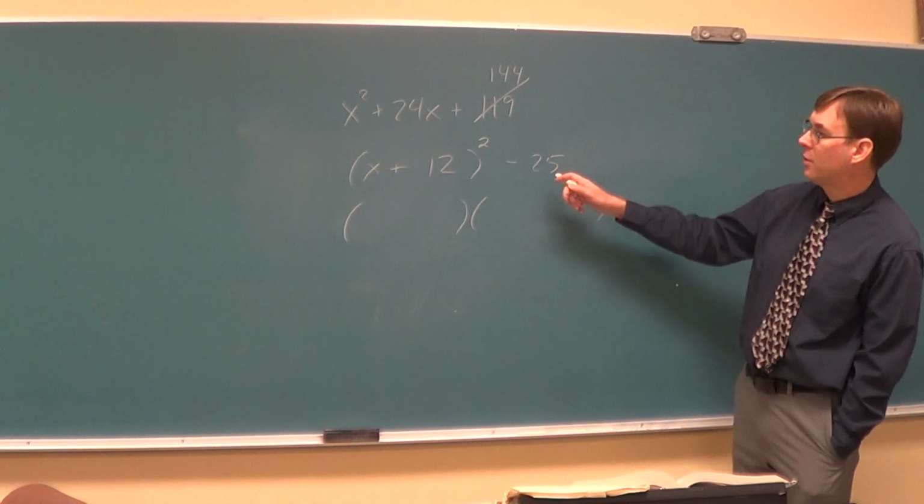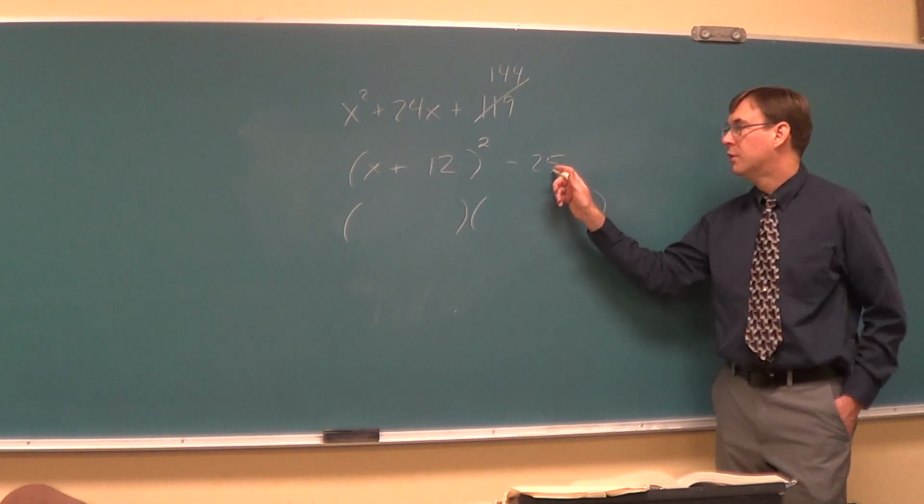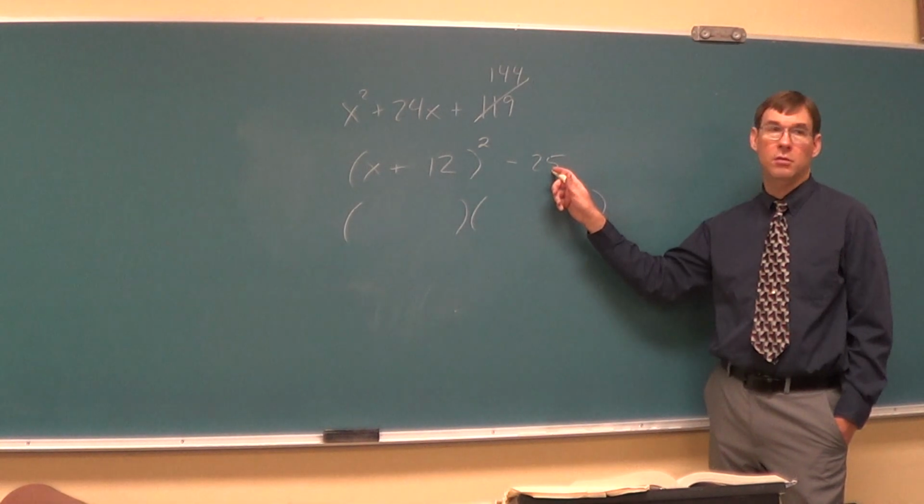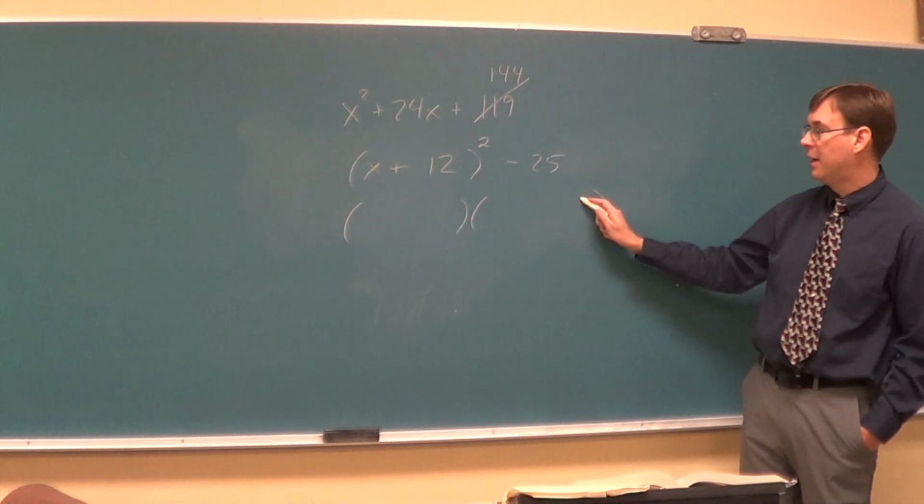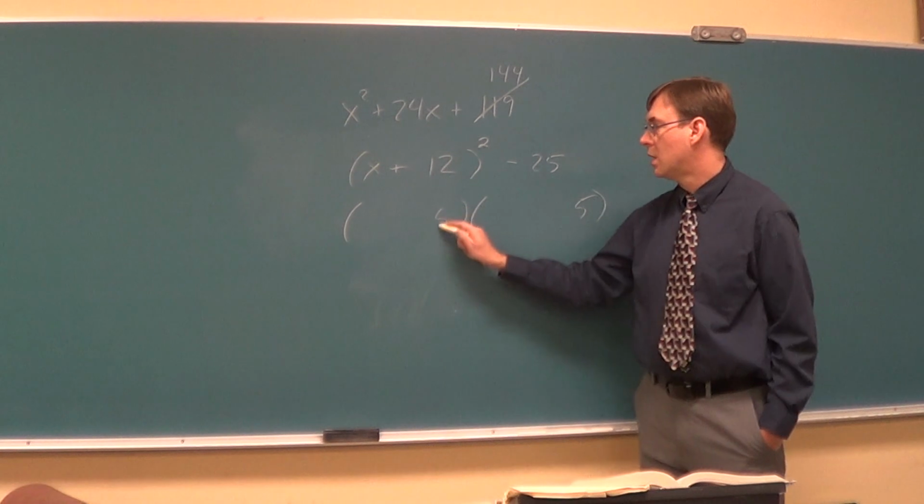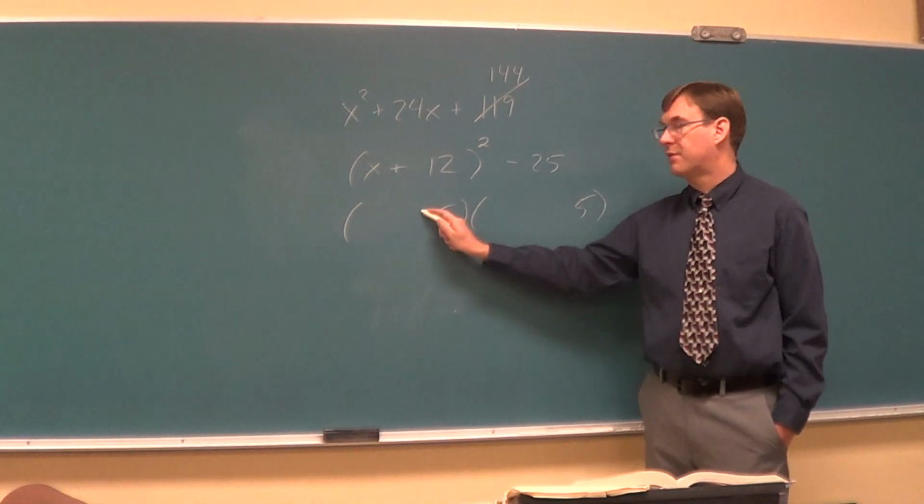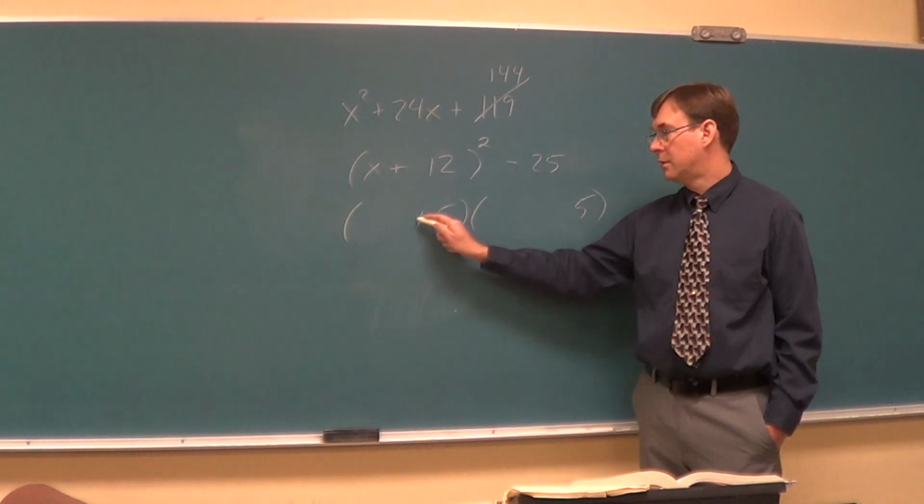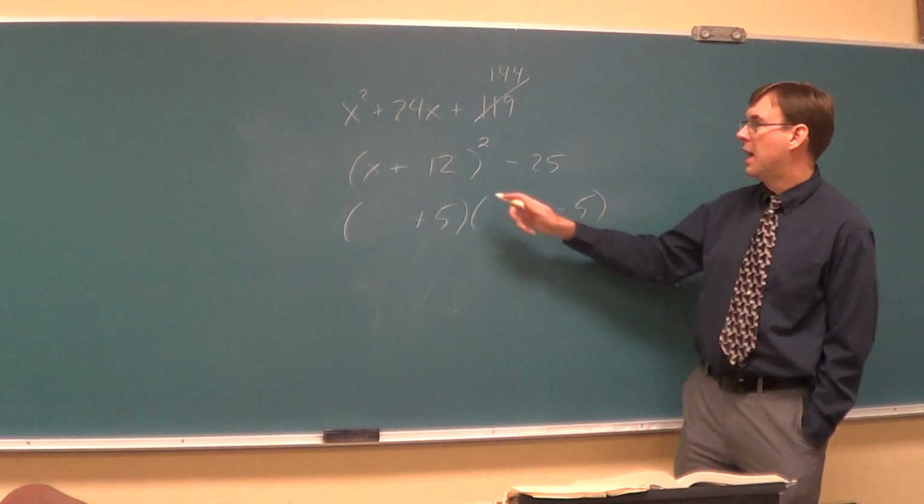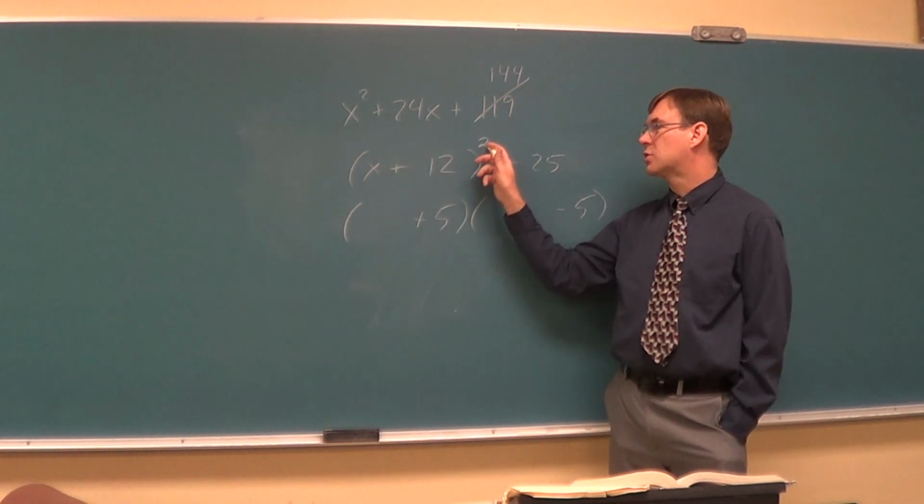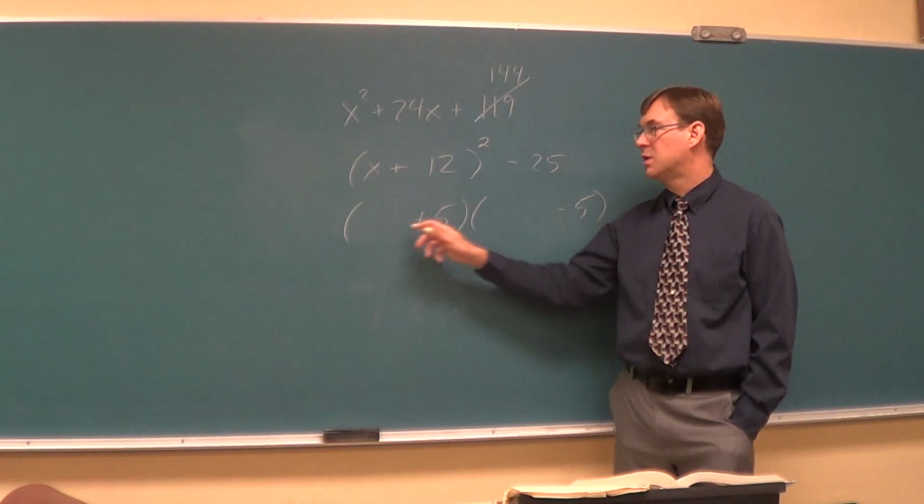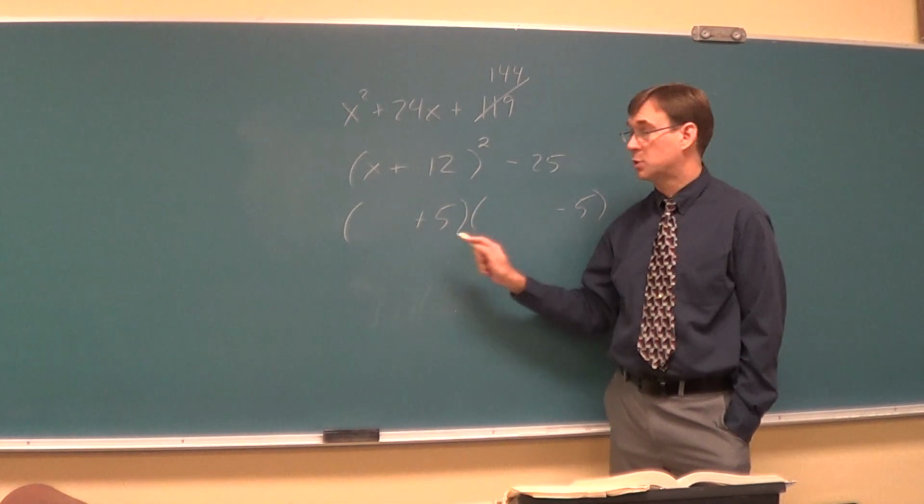Okay, this is called a difference of squares problem. 25 is a number that you can root, so you make 25 into 5s. When the sign's a minus, these have to be different. And then if it's x plus 12 that's squared, you just put in both of these spots x plus 12.